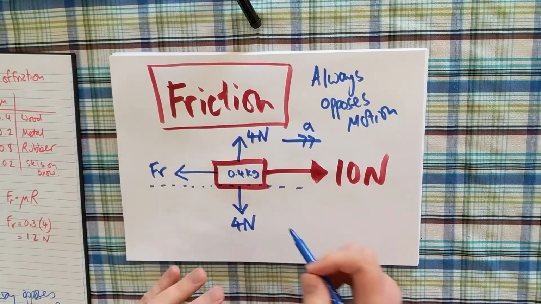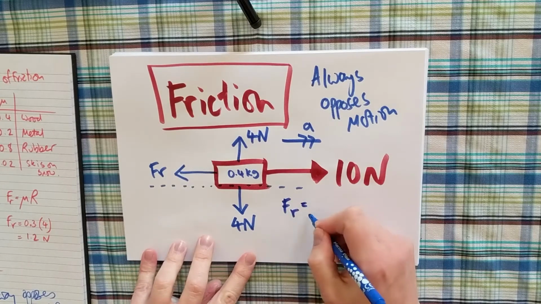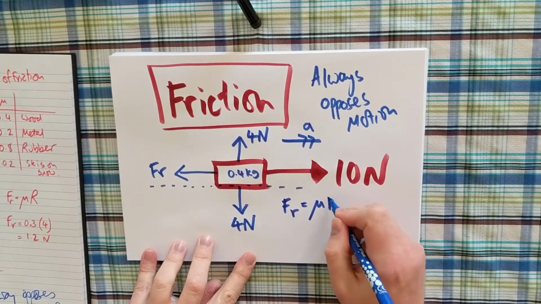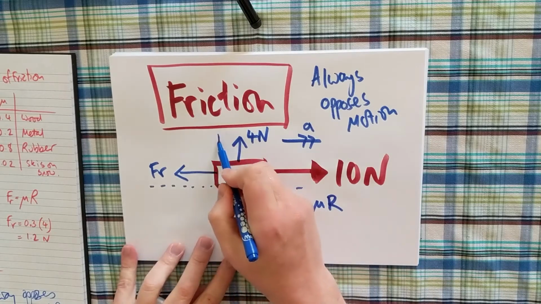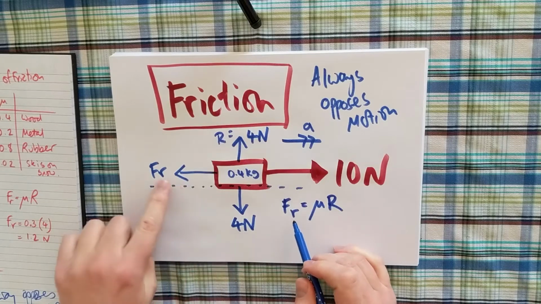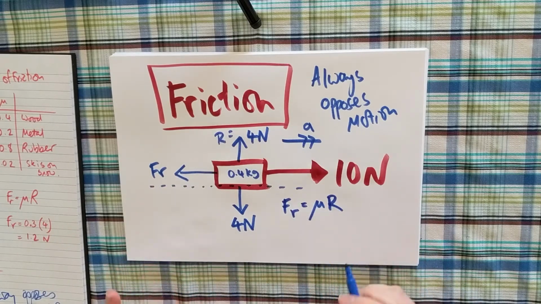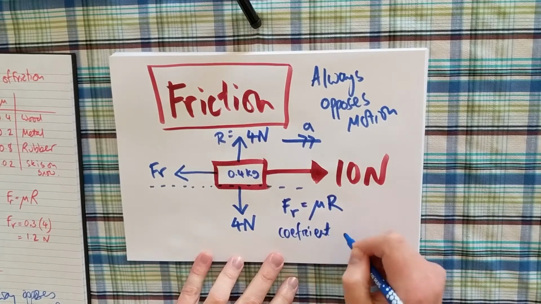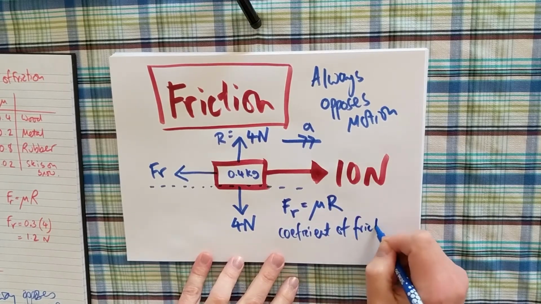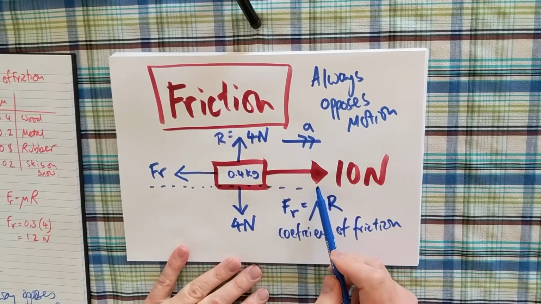The formula that connects these two things together is friction is equal to mu R, where R is the normal reaction force. That's this one, R. Friction is the one which is opposing motion, and mu is the coefficient of friction. And the coefficient of friction describes the sort of surface this is going along.